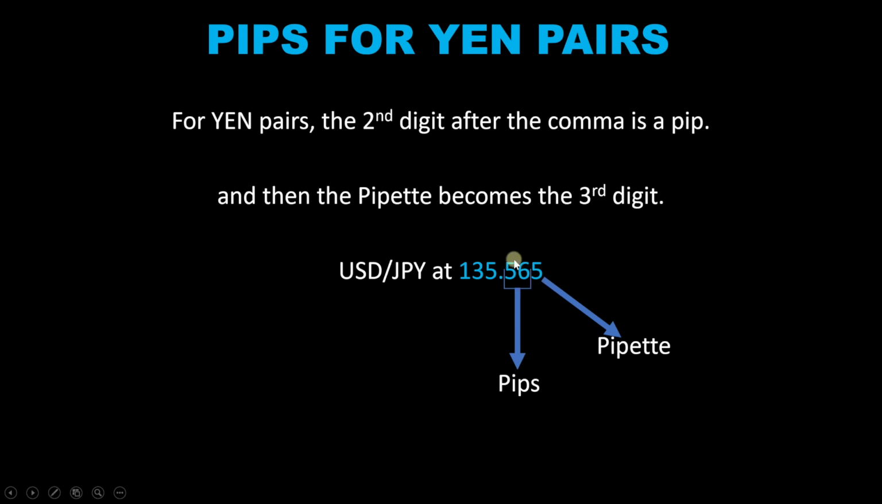So the first two digits here are the cents, and the following two are the pips, and the last one becomes a pipet. So it's kind of different with the yen pairs. That's what we're looking at here.